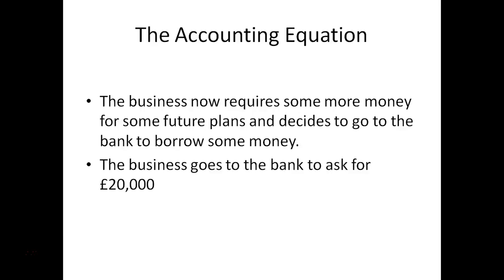Step 2, the business needs more money. You can do this in slow motion, so you can do the T accounting yourself. You can draw up the accounting equation and play with it yourself and see if you can work out what the next slide is going to look like. The business decides to borrow some more money. The business goes to the bank to ask for 20 grand. I'll take you to the next slide.